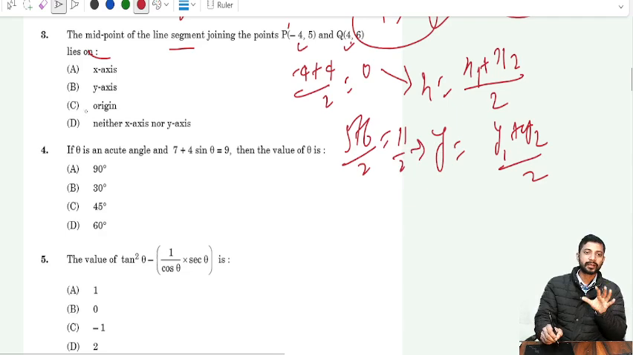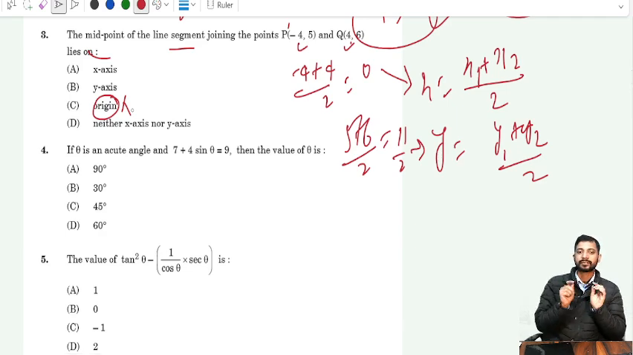So what will be the answer? Is this the origin? No, never. Why? Because the coordinates of the origin are 0, 0. Here x is 0, but y is not 0. So origin is not the answer. Is it the x-axis? If it is the x-axis, then the value of y must be 0. Here the value of x is 0. It means what? It means the y-axis is the correct answer.